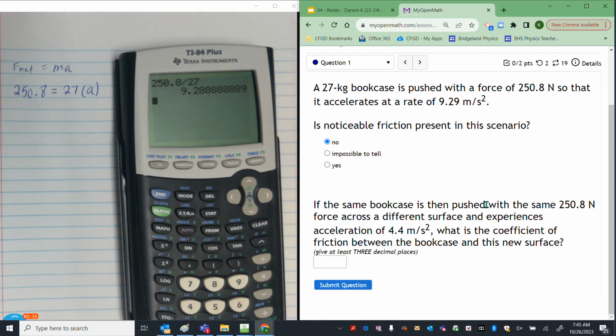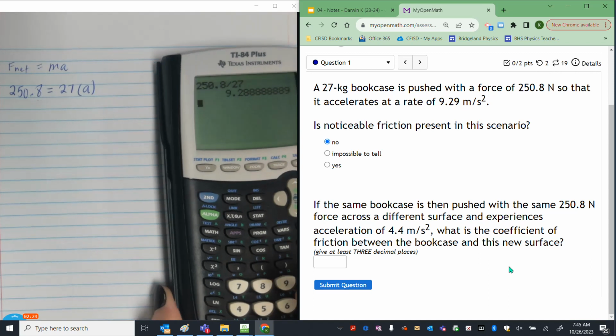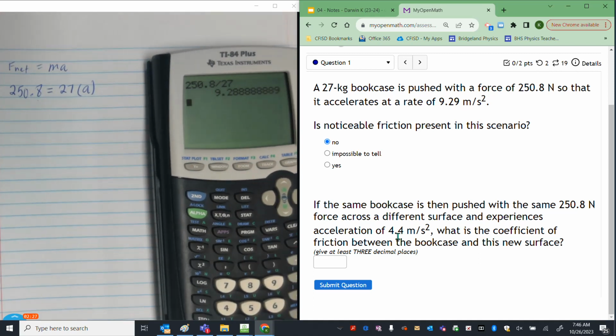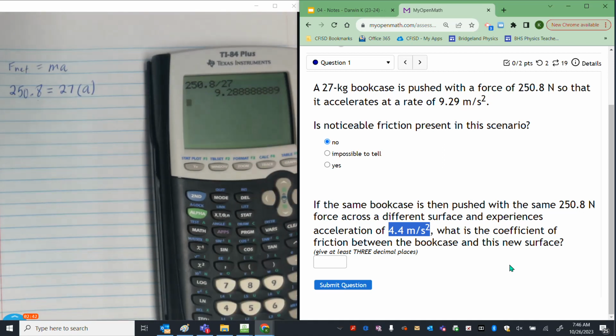The second question says, if the same bookcase is then pushed with the same 250.8 newtons across a different surface and experiences an acceleration of 4.4 meters per second squared, what is the coefficient of friction between the bookcase and the new surface? Guys, look, I can already tell there's friction because the acceleration should be, based on the force and the mass, 9.29, and I only have 4.4. So I know that it's accelerating less, and the reason is that there's friction on the surface.